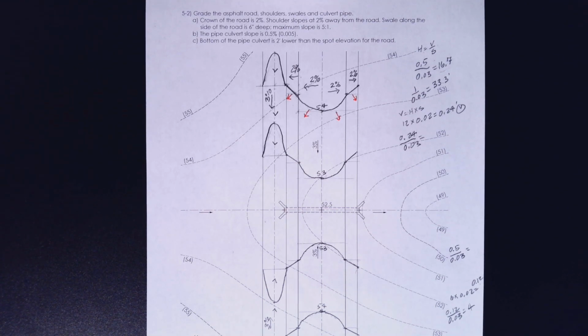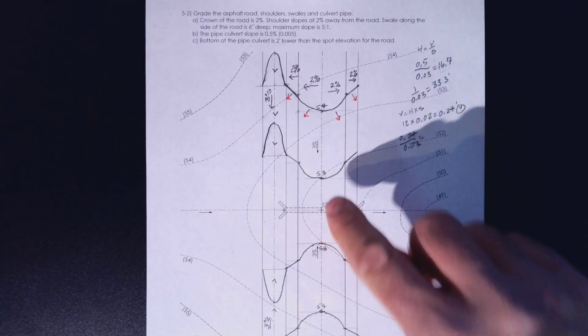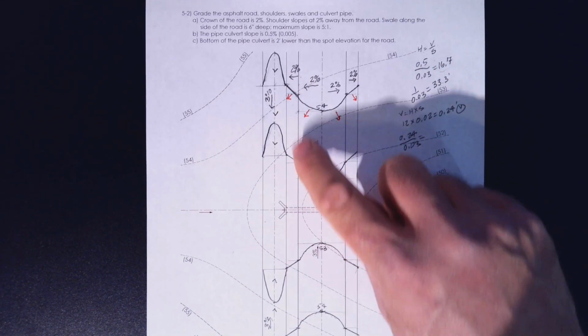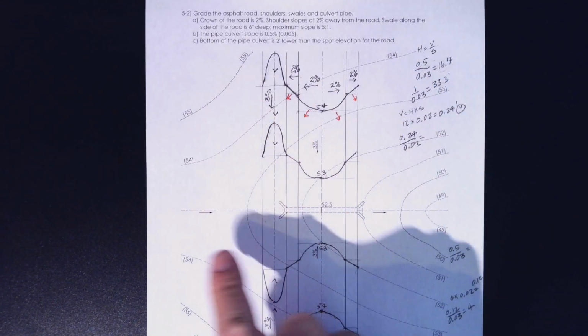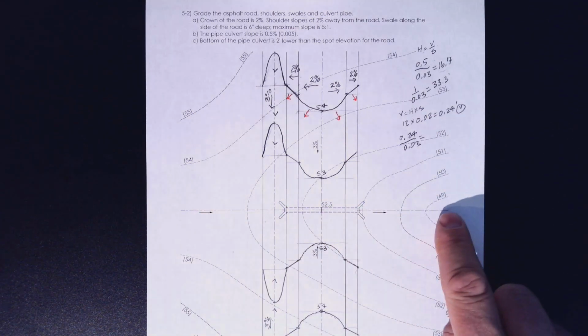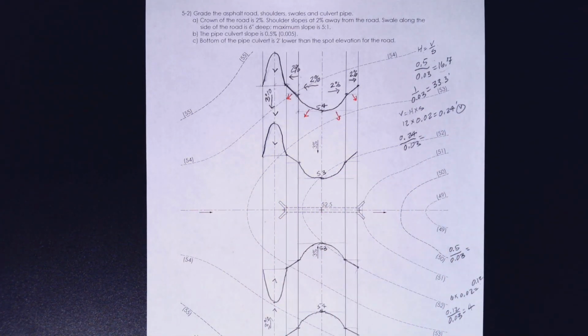All right, this is grading exercise video 5-2, part 2. We've graded the road and the shoulders and the ditch. Now we're going to do the culvert and provide for drainage under the street.